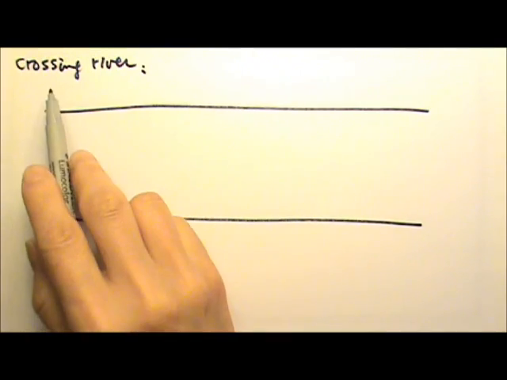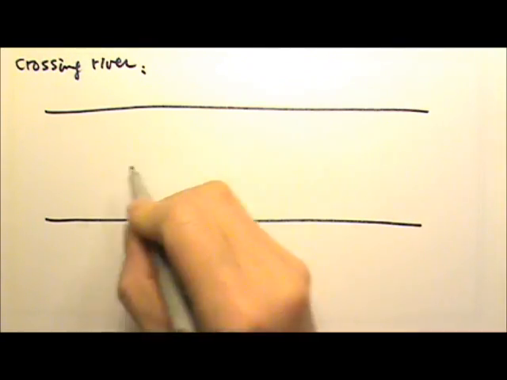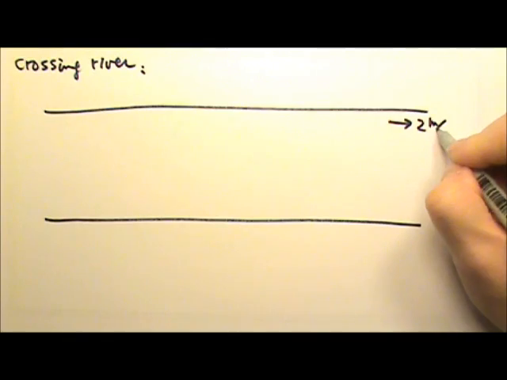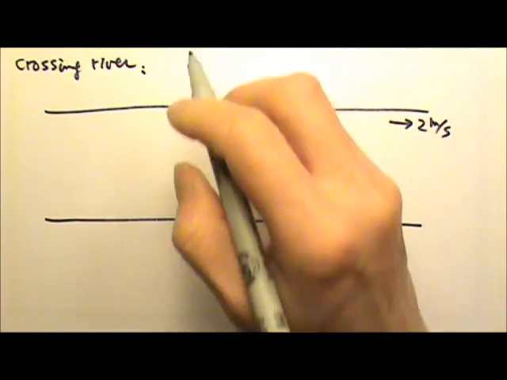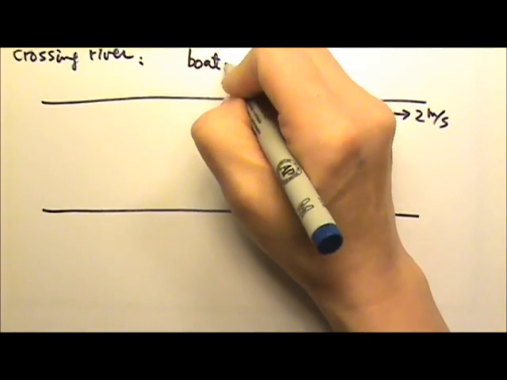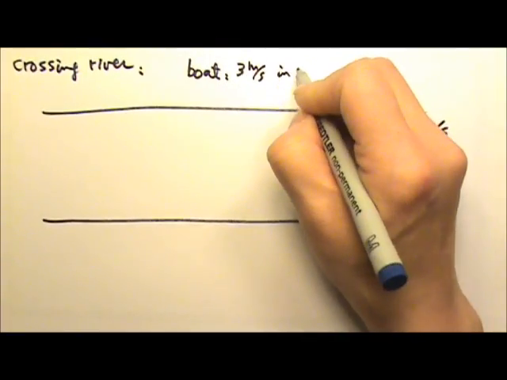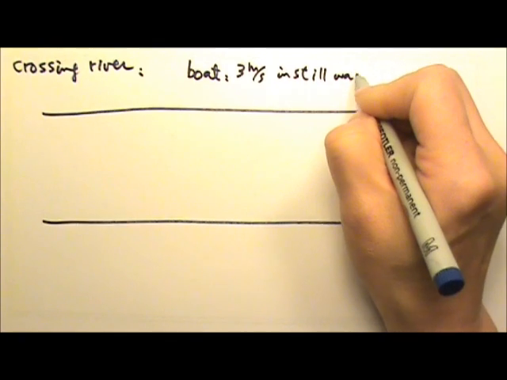We also did these river crossing problems. Let's say we have a river. The river current flows that way at 2 meters per second. And we have a boat. Let's say the boat has a speed of 3 meters per second in still water.